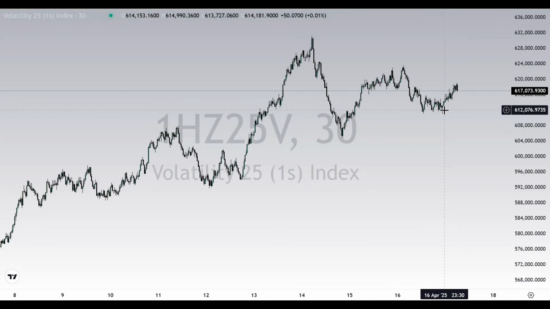I learned it from him, and since then I decided to test it on synthetic indices. He trades currency pairs. I just decided to test it on synthetic indices, and honestly, it has really worked. For the past one week, that is what I have been using in making my analysis, and it works perfectly. So let's get straight into it, guys.